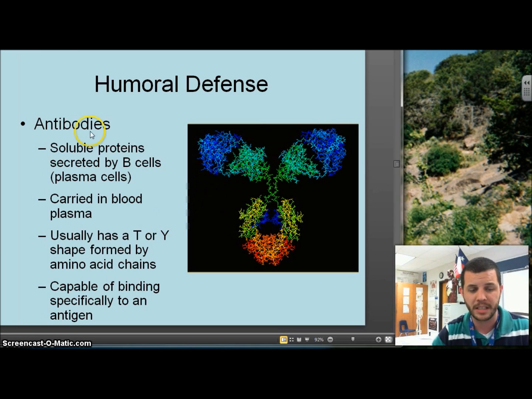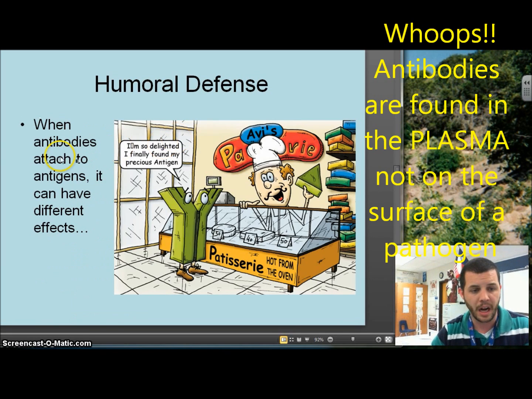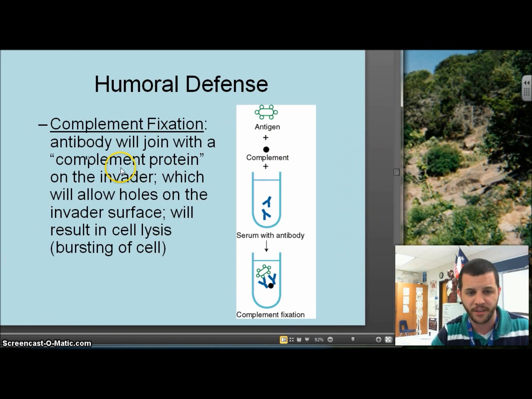Continuing on with humoral defense, this is just a little word about what antibodies are. These are those markers that are on the surface of the pathogen. It says when antibodies attach to antigen, it can have different effects. First off, we have complement fixation. This is where essentially one of your body's proteins is going to poke holes in the surface of the pathogen, and then that's going to result in cell lysis. Okay, so the pathogen's actually going to burst, which is cell lysis.